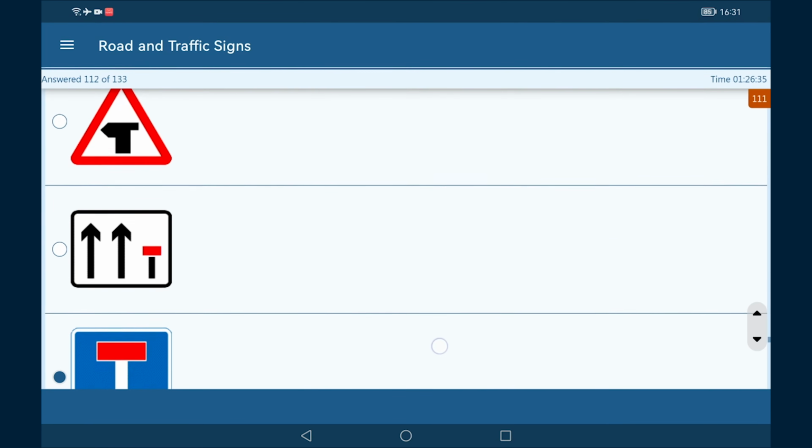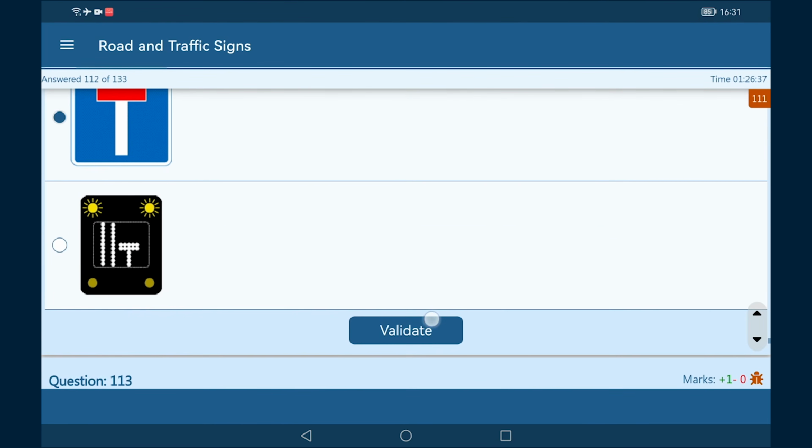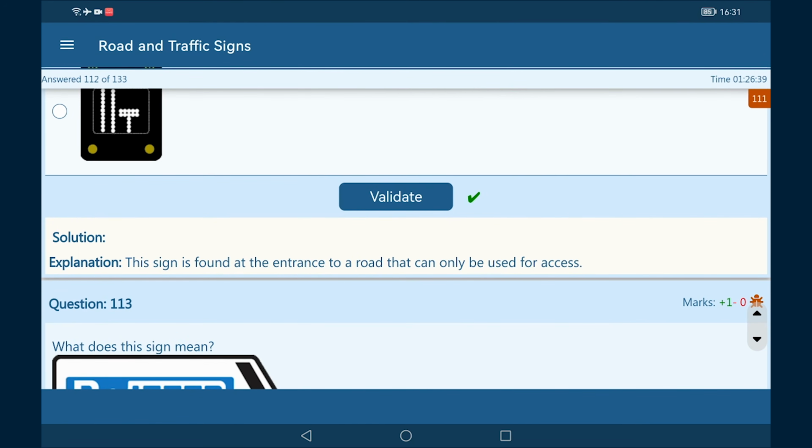Explanation. This sign is found at the entrance to a road that can only be used for access.